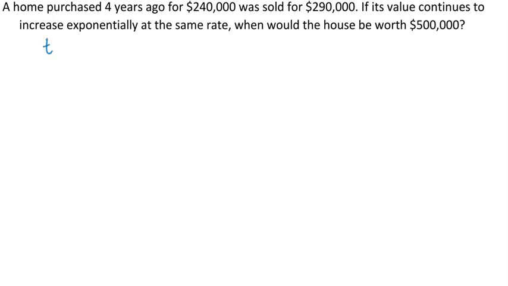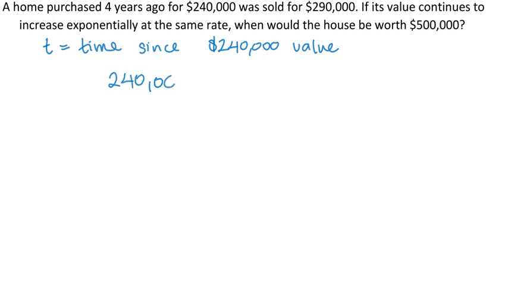So I'm going to say t equals time since $240,000 value, something along those lines. So my formula is going to have an A value of 240,000, and then I need a growth rate to figure out when it's worth $500,000. If you're ready for it, I already am thinking that what I need to do is set this equal to 500,000. So we can put that there now.